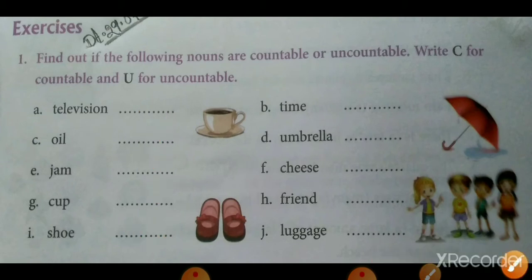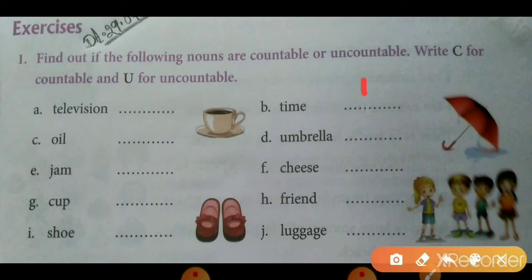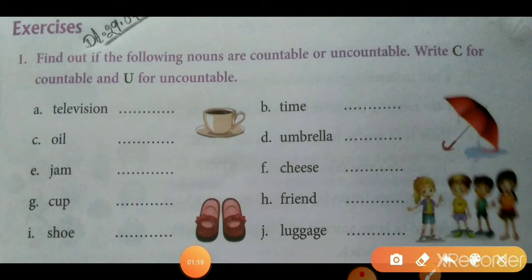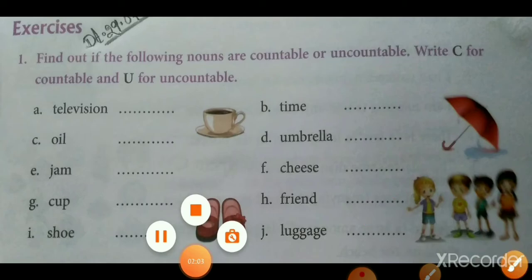Then time. You can't count time, so it is uncountable, so U. Then umbrella, you can count it, so it's C. Seats, you can count them, so C. Friend, you can count your friends, so it is countable, C. Luggage, you can't count luggage, so luggage will be uncountable. Is that clear? Okay, next.